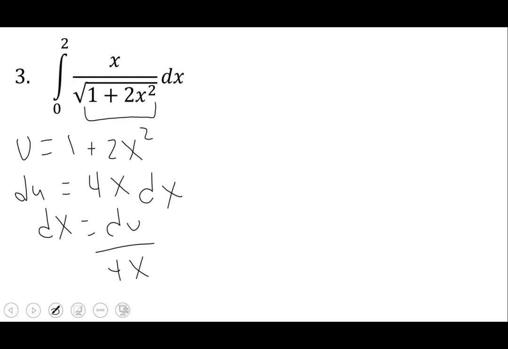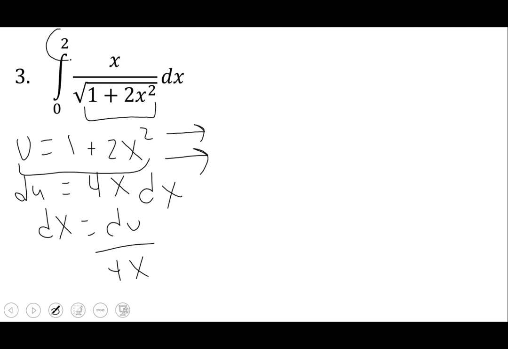Who remembers what comes next? Not only do you change the variables from x to u, but you're going to go ahead and change the bounds from x to u. So go to your u statement. You're going to plug in the top number. You're going to plug in the bottom number, and you're now going to find your new values of u.